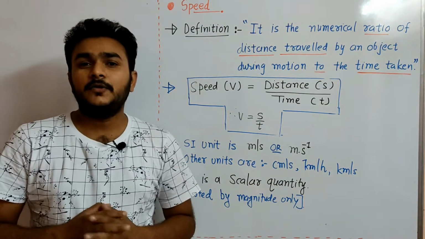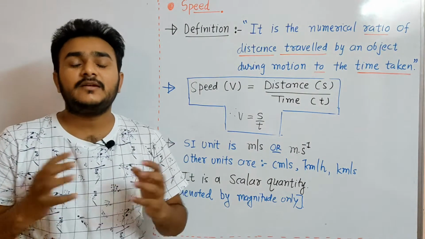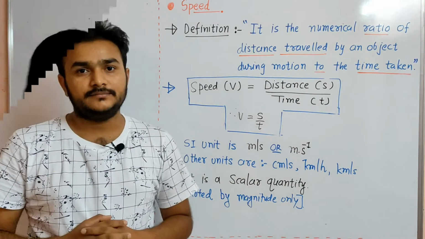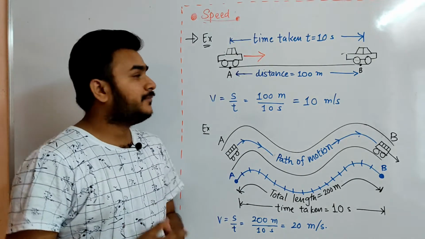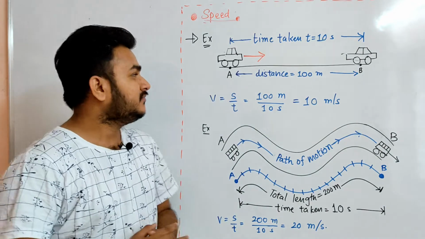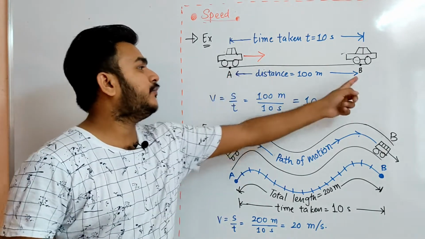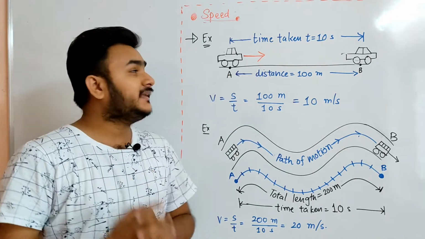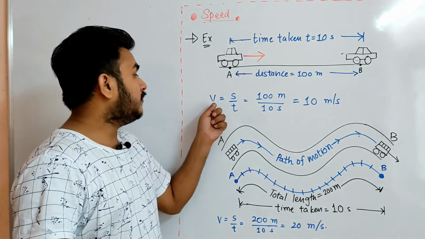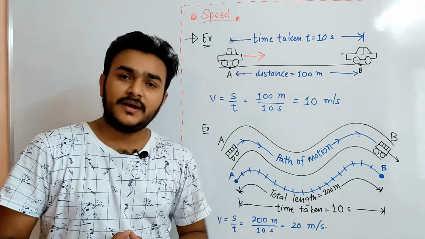Now it is important to note that the speed of an object is a scalar quantity. That means that in order to understand the speed we require magnitude only. Let us understand with an example. One car is moving from point A to point B over a straight path, and it is traveling a total distance of 100 meter between point A and point B, and for that it is taking time t equal to 10 seconds. Then the speed of the car on a straight road is v is equal to s by t, which is equal to 100 by 10, that is equal to 10 meter per second.